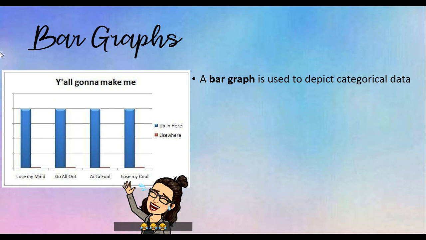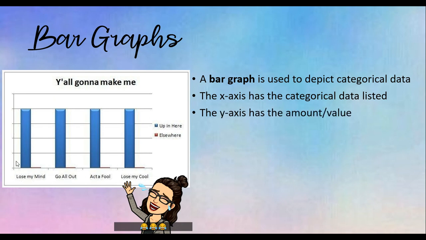So the categories in this instance are lose my mind, go all out, act a fool, or lose my cool. And if I had two categories to compare, it would be up in here or elsewhere. The x-axis has the categorical data listed. So this is the categories, like the x-axis always usually has the categories. The y-axis typically has the amount or value.